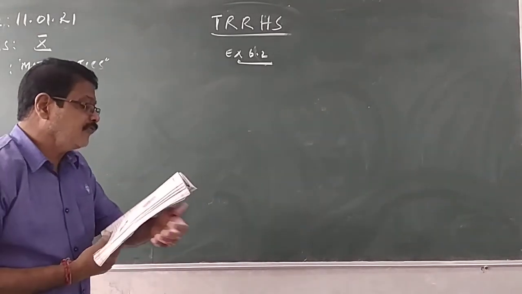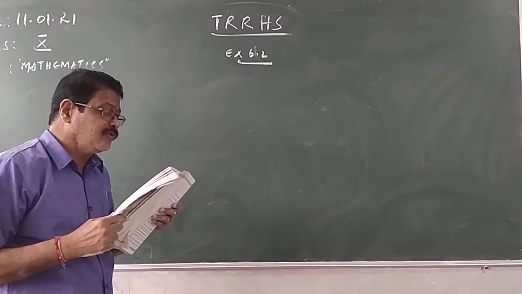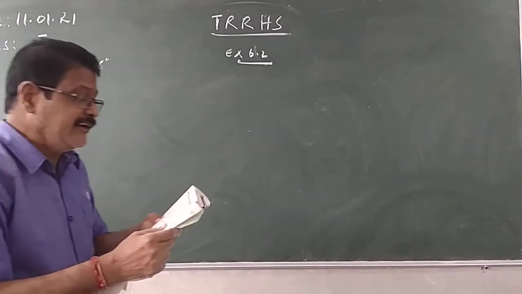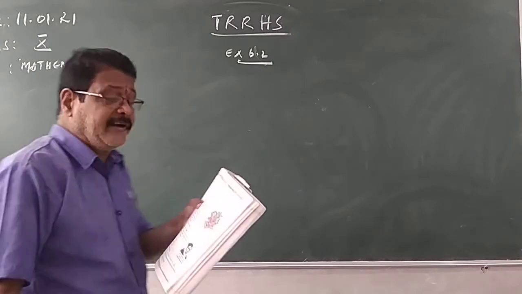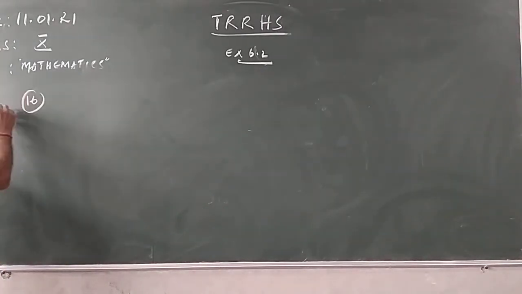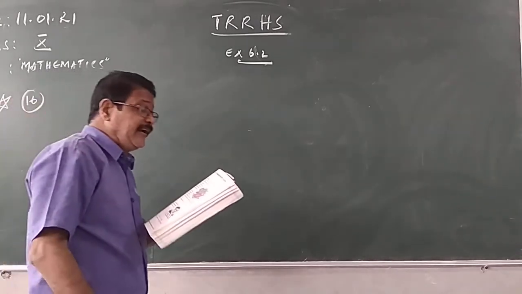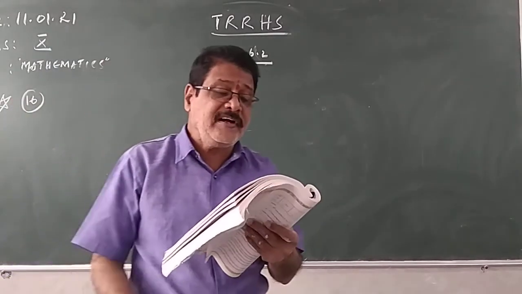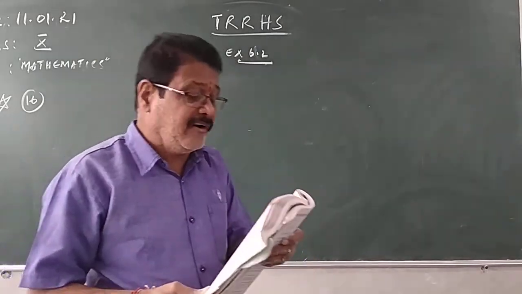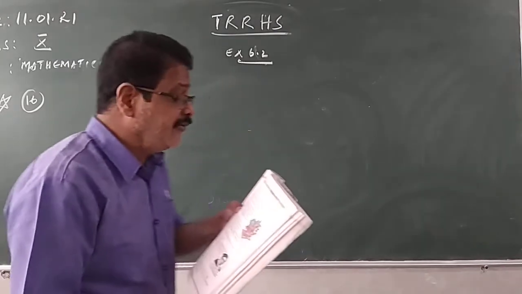The sum of the fourth and eighth terms of an AP is 24, and the sum of the sixth and tenth terms is 44. Find the first three terms of the AP. This is the 16th problem, the most important problem.